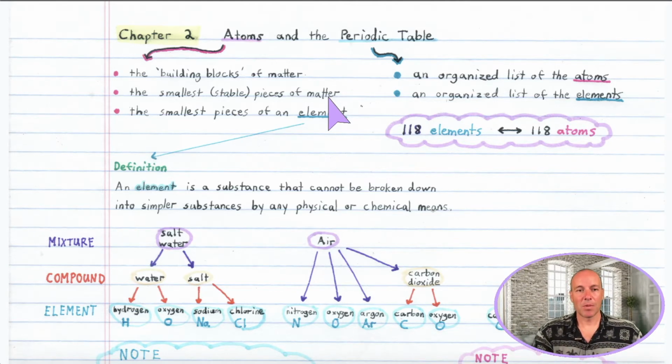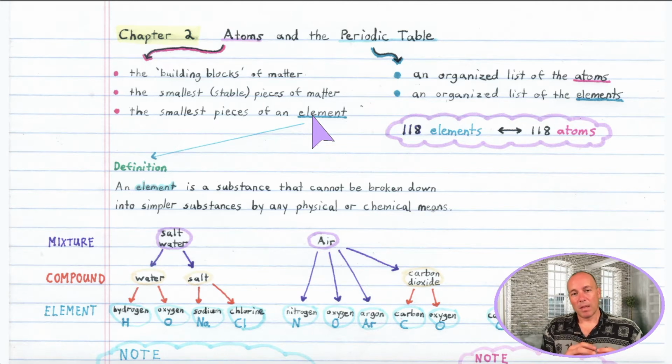So atoms are the smallest stable particles of matter, and they're also the smallest pieces of an element. So all matter is made of atoms, and so elemental matter is made of atoms. The difference between atoms and elements is as follows. An element is like a substance that you could put your hands on, you could feel it, like the element gold is a nice metal, and you could feel gold. It has its properties. Iron is a different element with different properties.